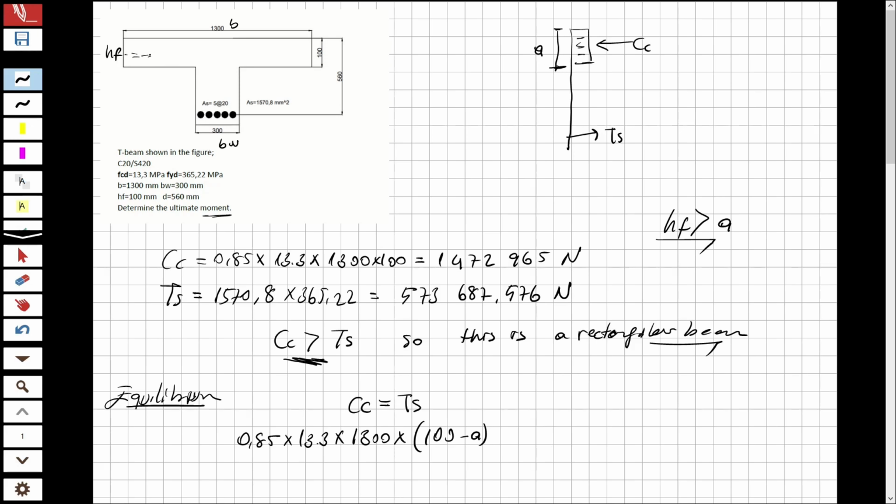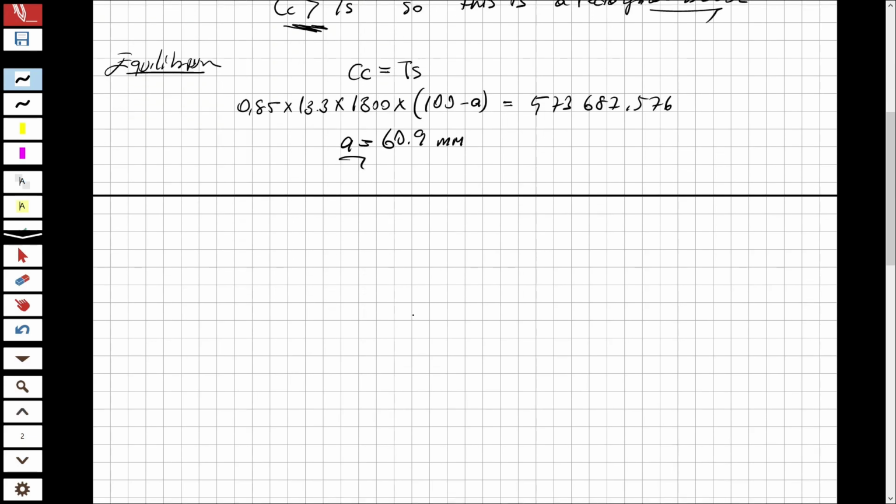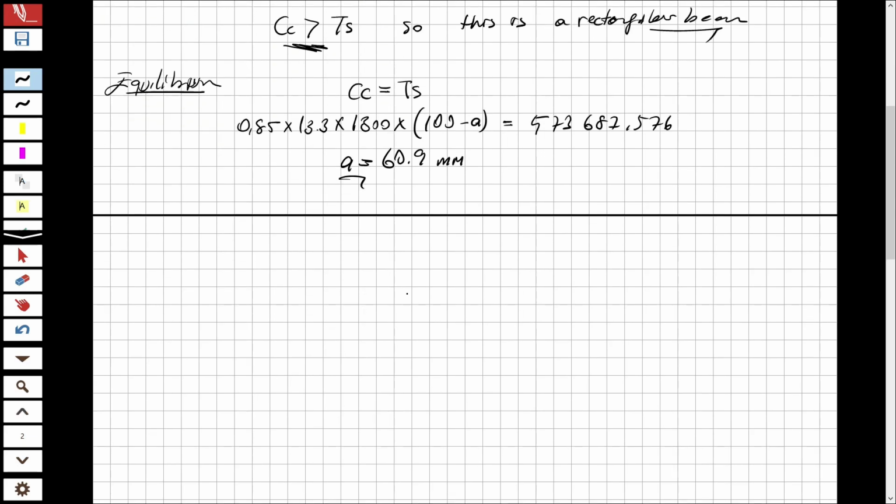Okay, so if HF is greater than A, now this is HF, actually the effect of the concrete is going to be in this area. This will be the compression concrete area. So I subtract from the 100, and I'm going to take it as equal to this tension steel force, 573,687.576. And from this equation, I'm going to obtain A as equal to 60.9 millimeter as the effective depth of the concrete. So now I have A, so let's calculate the moment.